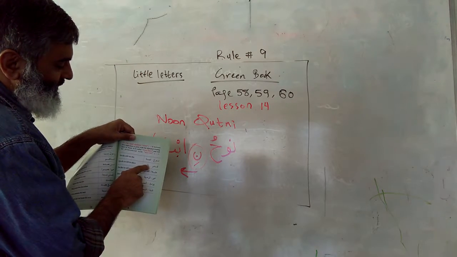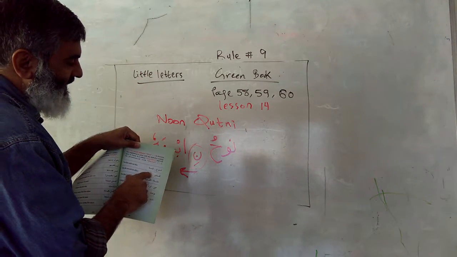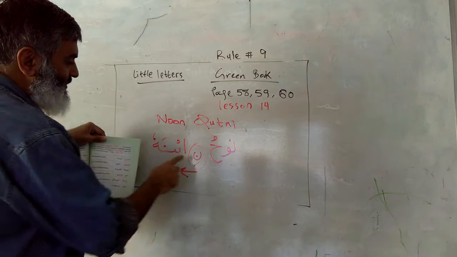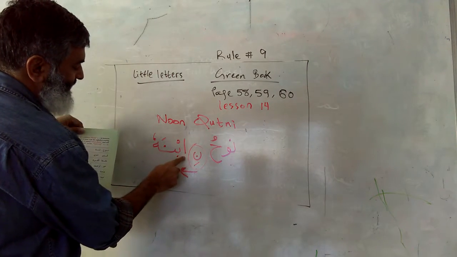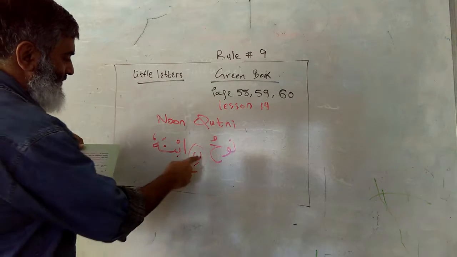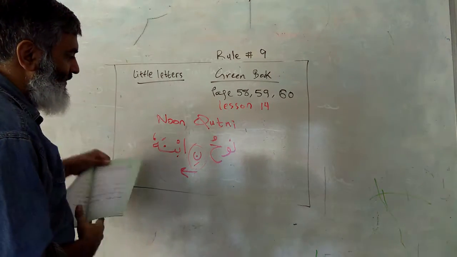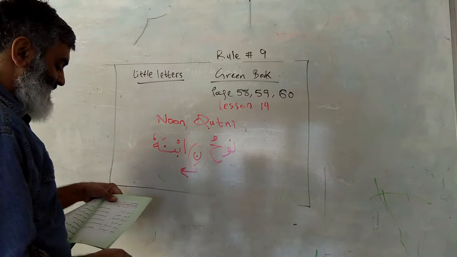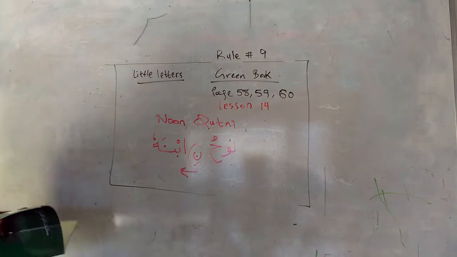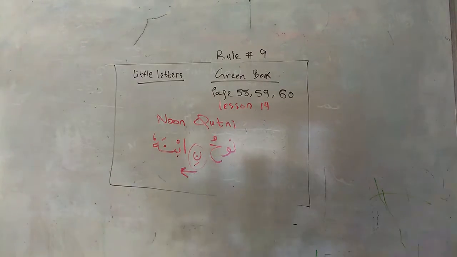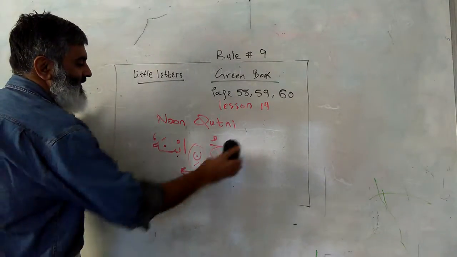You will notice that usually the letter which comes after Noon Qutni will be alif. And so this noon will be working with that alif and most probably totally ignoring that alif. So this rule is fairly simple from that point of view. The third important rule about these little letters is on page number.